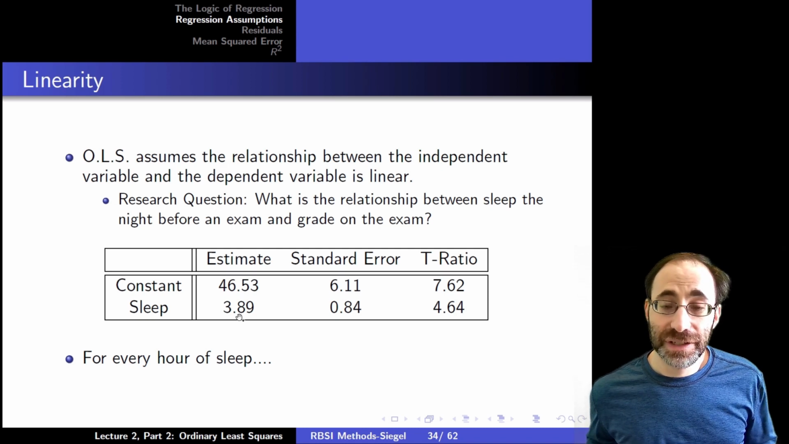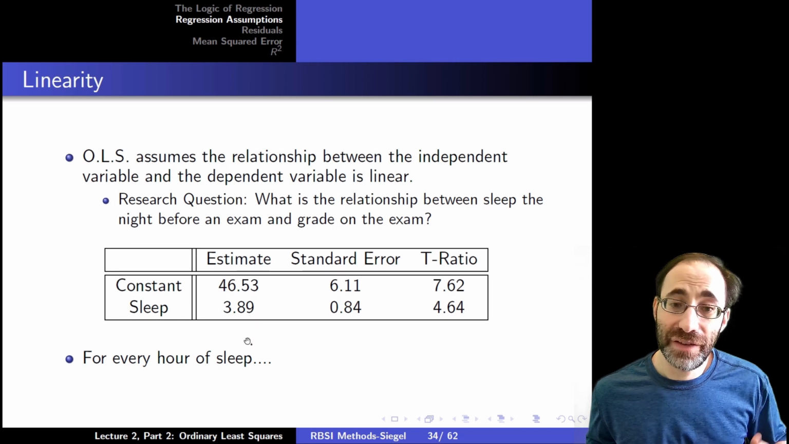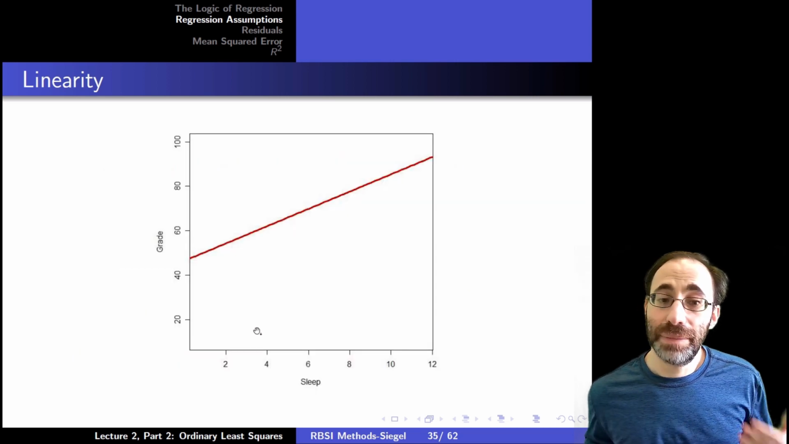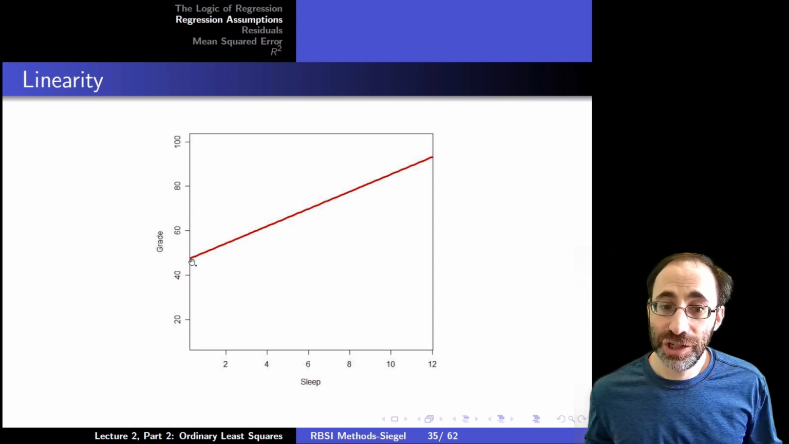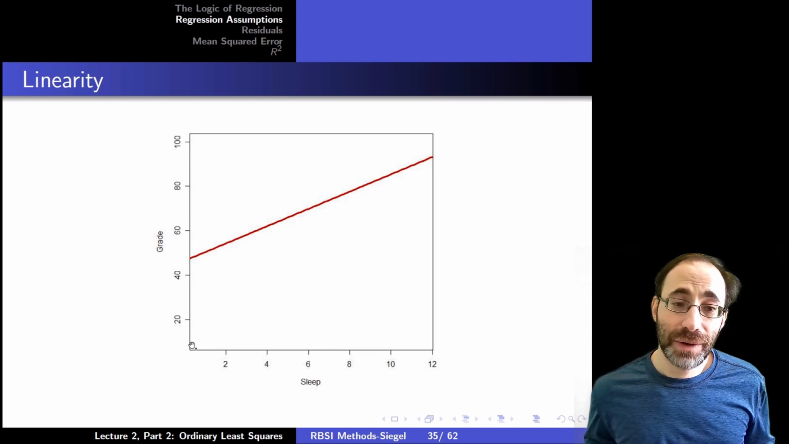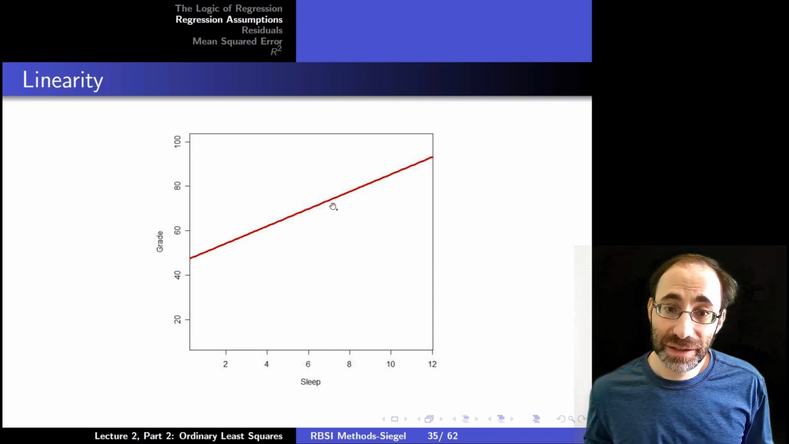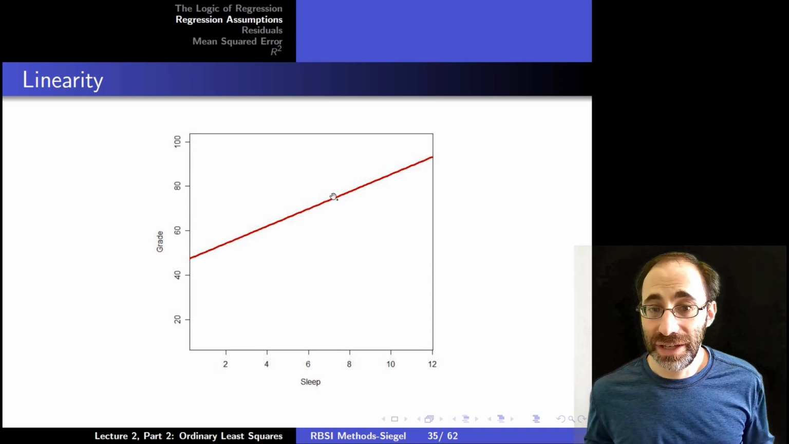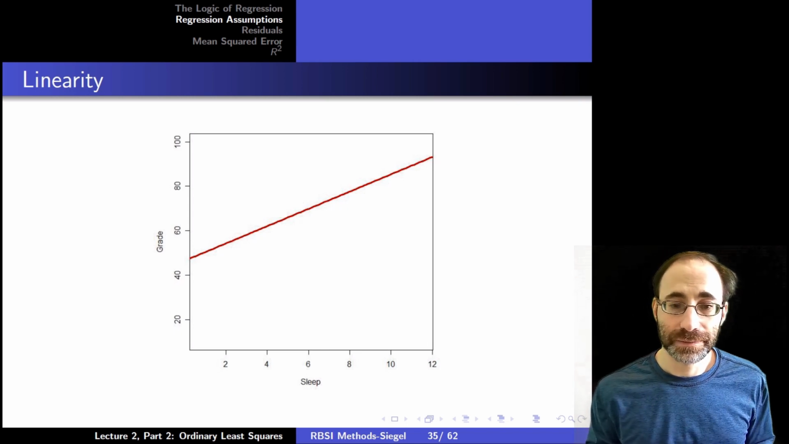Now, for every hour of sleep, since the coefficient is 3.89 and sleep is measured in hours, we expect 3.89 more points on an exam for every hour of sleep. We can plot that here, and we see our model estimates a linear relationship. We have sleep in hours on the x-axis and grades on the y-axis. And we see a straight line that would predict for us how sleep affects grades for any value of sleep, assuming there's a linear relationship between sleep and grades.